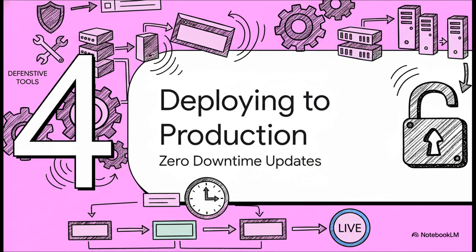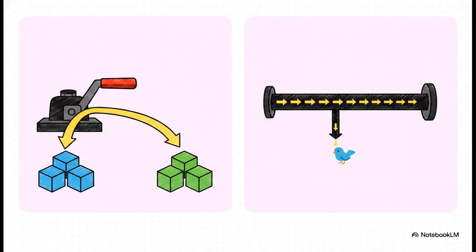All right, moving into Section 4, deploying to production. We're talking zero downtime updates here. Now we're really raising the stakes, taking all this from theory into reality. Because how do we actually update these hyper-complex systems without ever taking them offline? Two of the absolute best strategies for this are Blue-Green deployments and Canary releases.